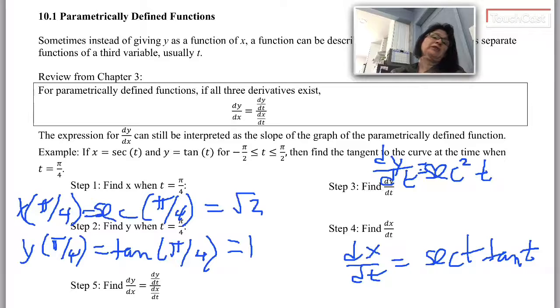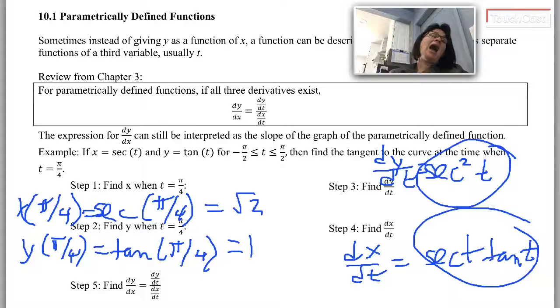Now I'm going to write an expression for dy/dx, and I know that's dy/dt divided by dx/dt. I notice here that one of my secant factors is going to cancel out top and bottom, so I'm going to write secant of t over tangent t.